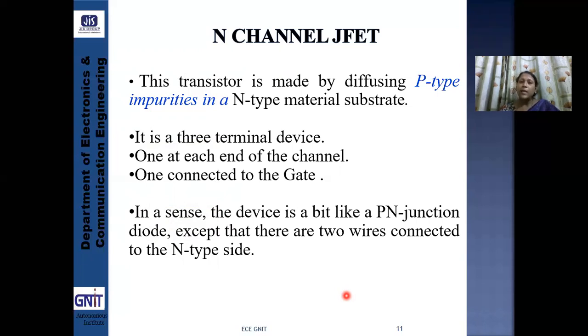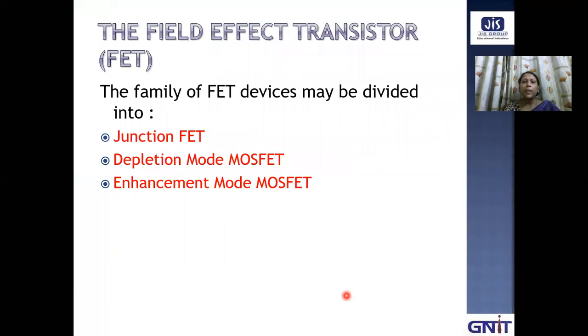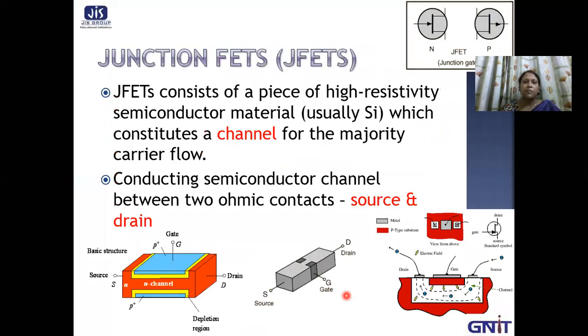That is not interchangeable in the case of BJT, but this is the advantage of FET. Similarly, for a P-channel JFET, we start with a P-type substrate, and N-type impurity has been diffused. Current flows from source to drain always, whether it is P-type or N-type, and holes are injected to the source through the P-type channel and attracted to the drain. So the family of FET devices is, as we already learned in our earlier slide, the junction FET, then MOSFET, obviously depletion mode MOSFET, and enhancement mode MOSFET.